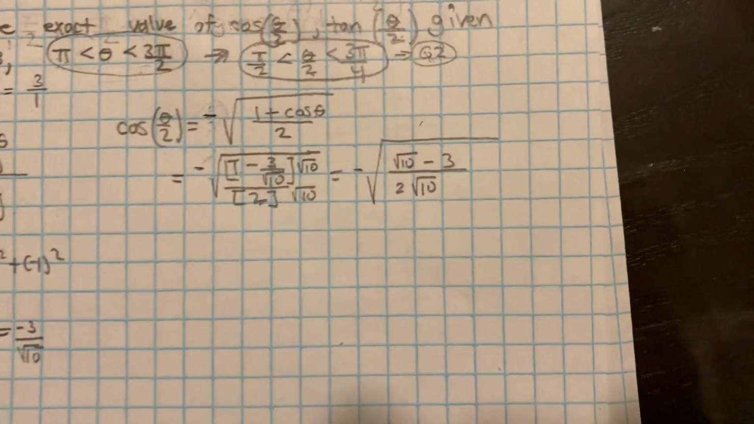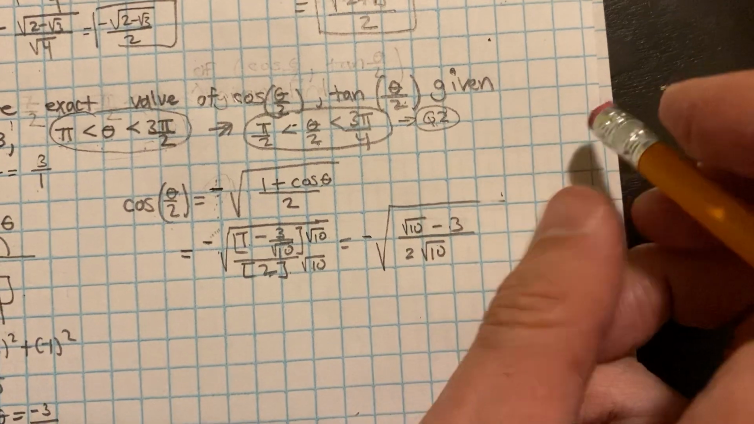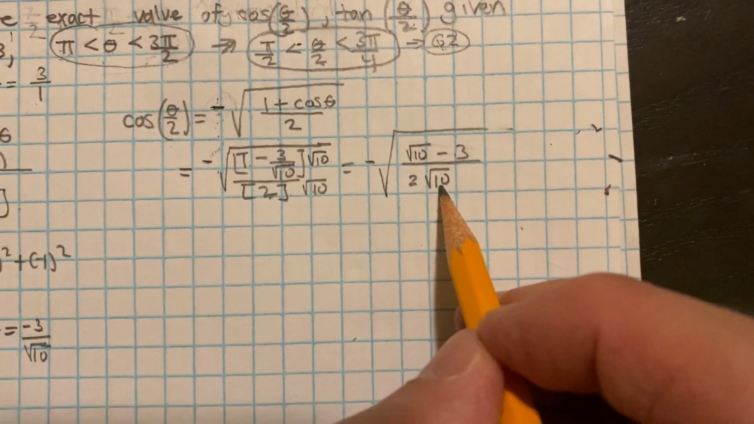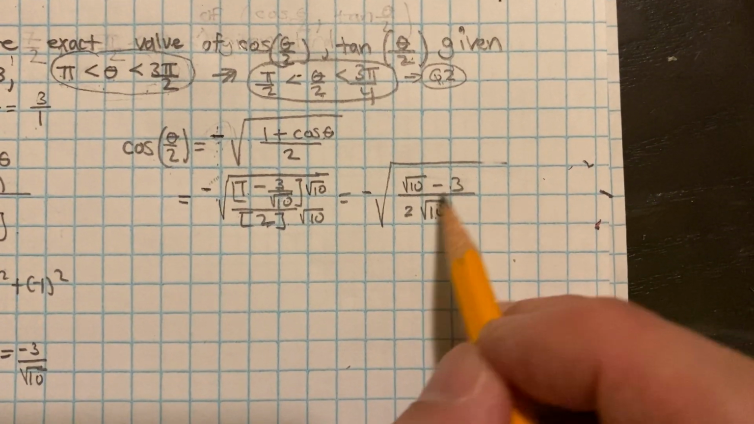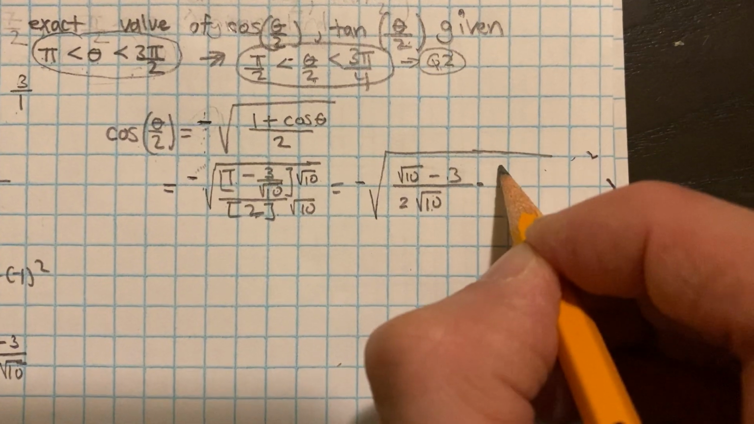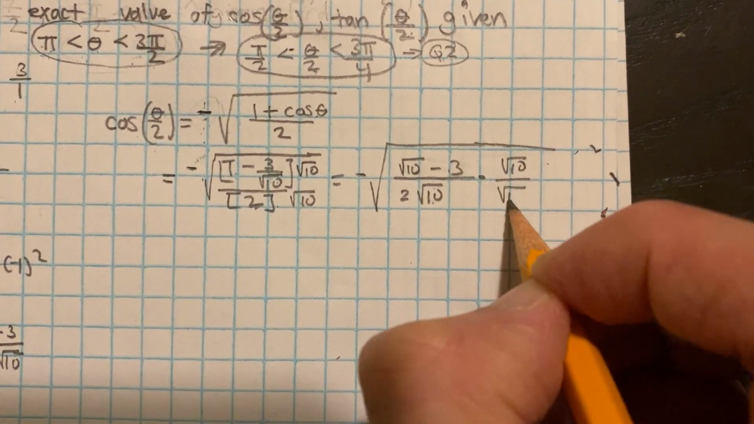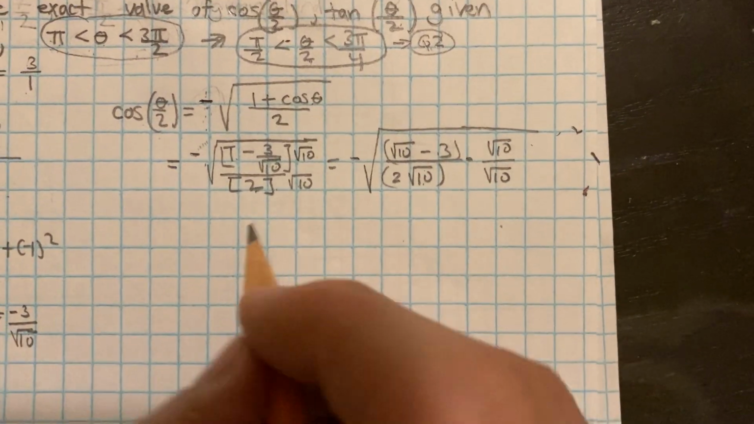As I mentioned, the algebra in this problem is quite dicey. You still cannot have a radical in the denominator. And so, to get rid of this radical, don't multiply top and bottom by 2 root 10, multiply top and bottom by square root of 10, to get rid of that root 10. So keep going here.